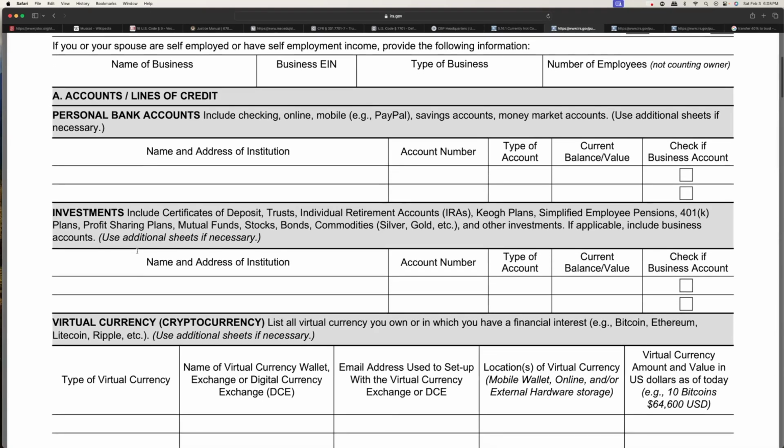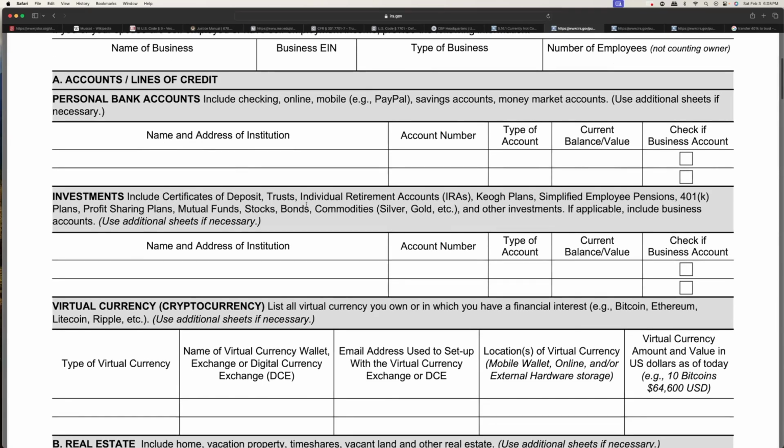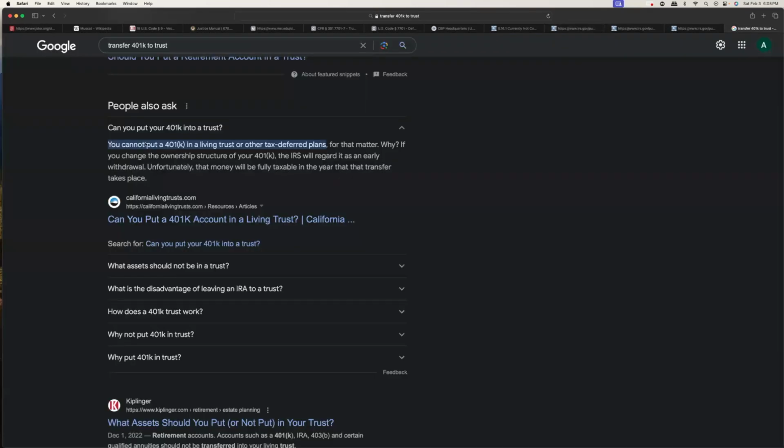What about investments, including certificates of deposit? If I have any of these accounts open, IRAs and all of that, 401ks, I would transfer it over, change the title over to the Foreign Express Trust or the Trust Enterprise. Trust Enterprise would be better. Now, yes, you're going to see things like this. Can you put your 401k into a trust?